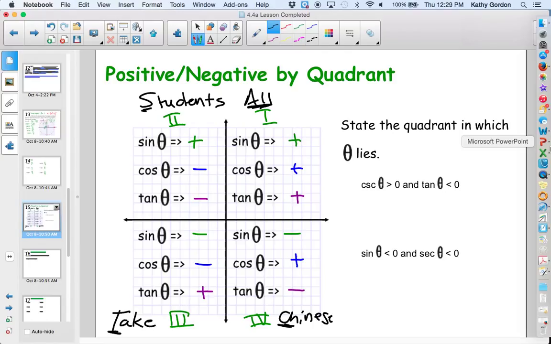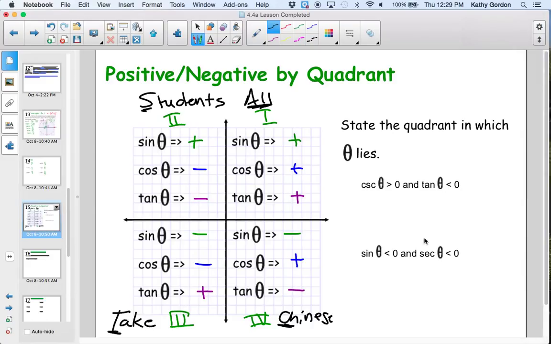So sometimes you're asked to figure out what quadrant you're talking about based on a little bit of information. If you'll notice here, I'm giving you two pieces in each problem. Here I'm telling you the cosecant of theta has to be greater than 0, positive, but I also want the tangent of theta to be less than 0, negative. Now if I only gave you that, which quadrant would we be talking about? 1 or 2.